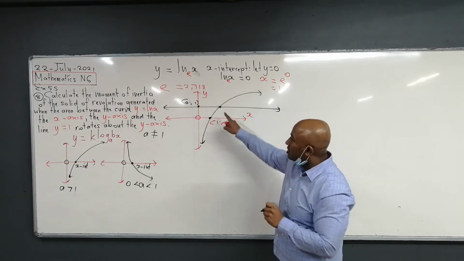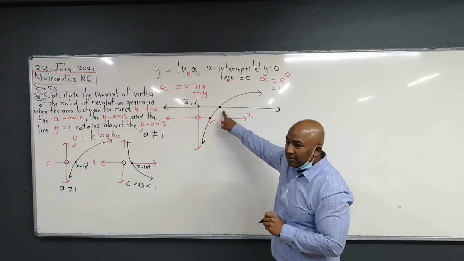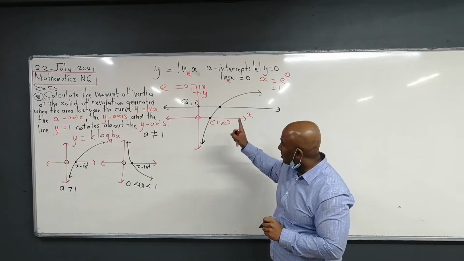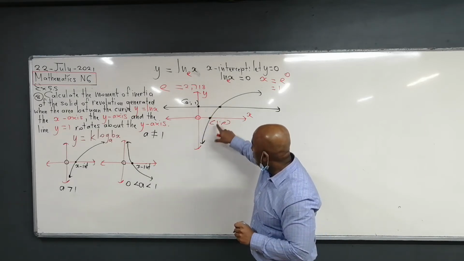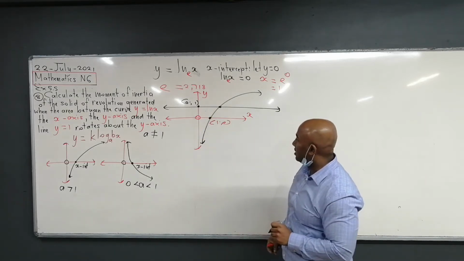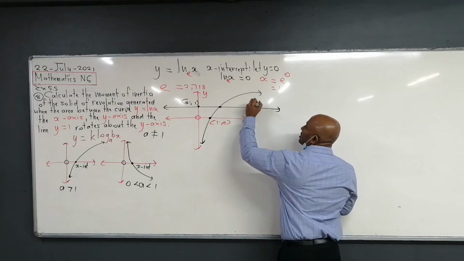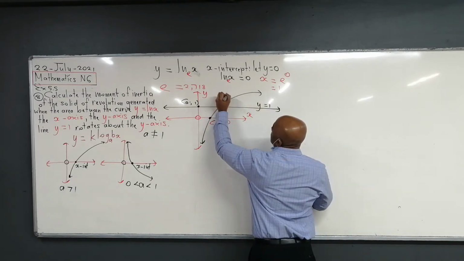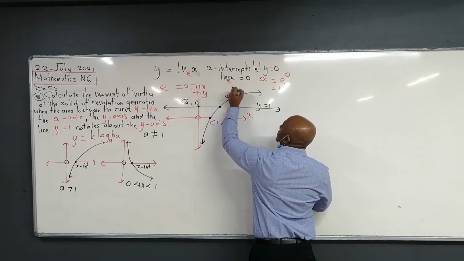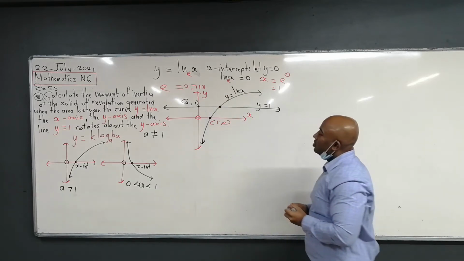What do you notice about this point here? This is a point of intersection. Right, so we know this point is 0, 0. We know that 0, 1, 1, 0. Let's find this point here. So we know the equation of this line is y is equal to 1. The equation of this line is y is equal to ln x.